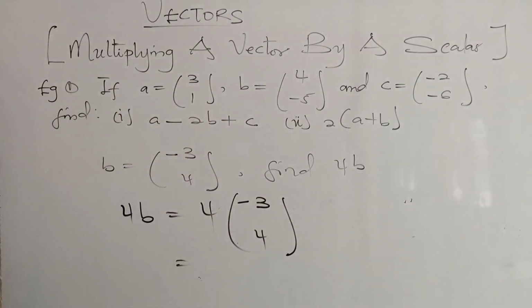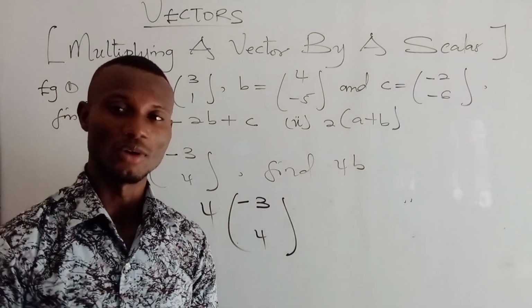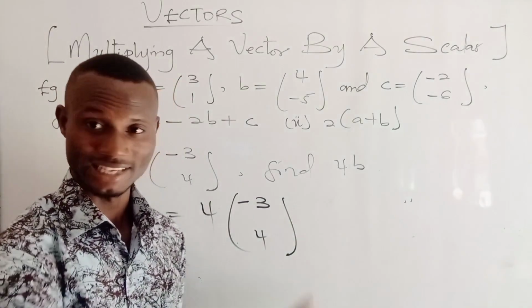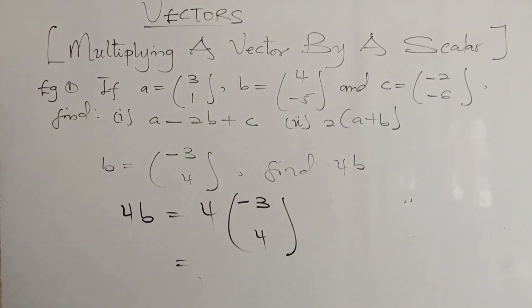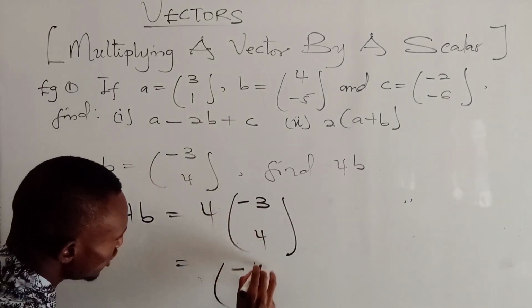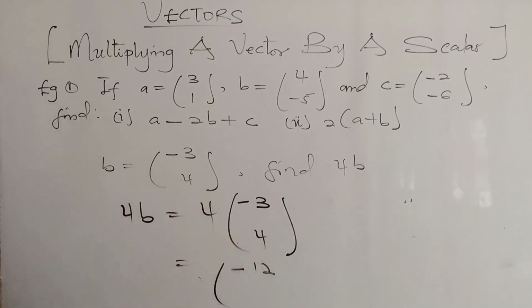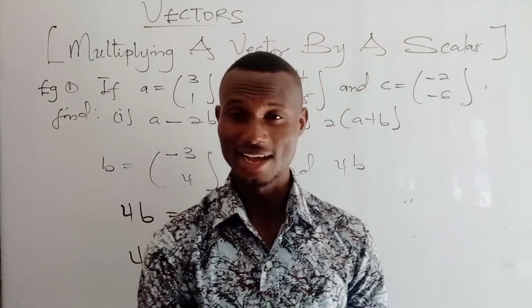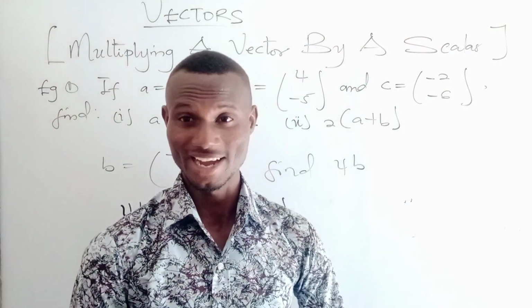I've explained to you that the 4 will multiply the components. So the 4 will multiply the top number, and the 4 will also multiply the bottom number, just as we did. So now the 4 multiplies the -3, which will give you -12, and the 4 will multiply the 4 here, which will give you 16. And that is the answer. So our 4b is -12, 16. And that is the final answer. I hope you understand up to this point.